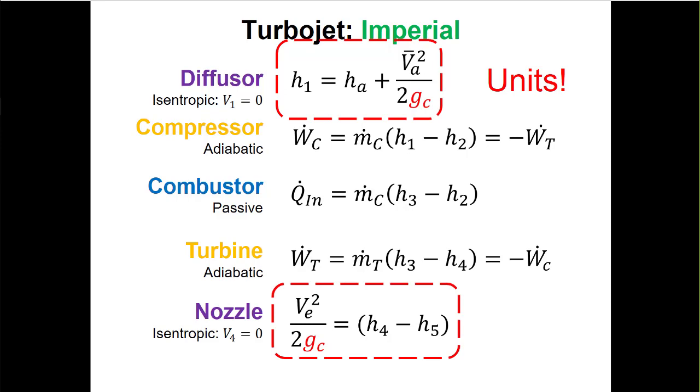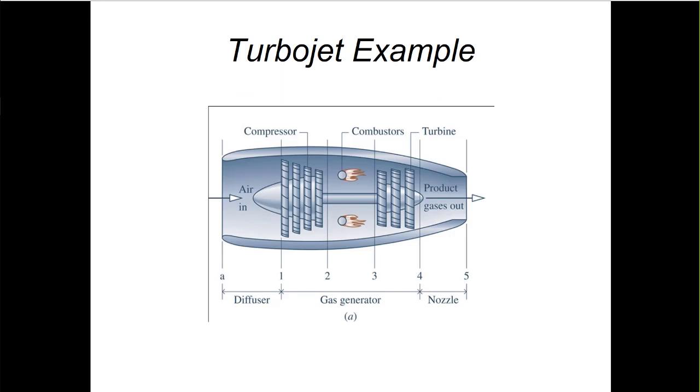Now, you don't just want to write these equations down. You want to show me how you get to these equations. But sometimes when you're walking through a maze, it's nice to know where the exit is, right? It's nice to know what the final equation looks like, because that'll help tell you what assumptions you want to make. Okay, so now without further ado, we're going to do a turbojet example.